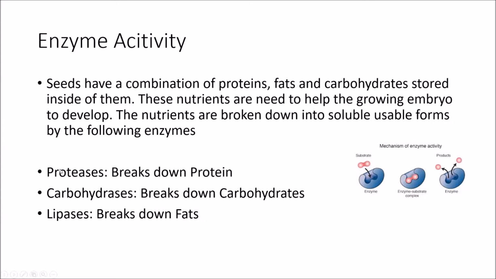This part right here is just showing the different types of enzymes. You have proteases, which break down protein. You have carbohydrases, which break down carbohydrates. You have lipases, which break down fat. Like I said, carbohydrates and fats are used for energy. Protein is going to be broken down into amino acids. Protein is something you need in order for growth to take place.